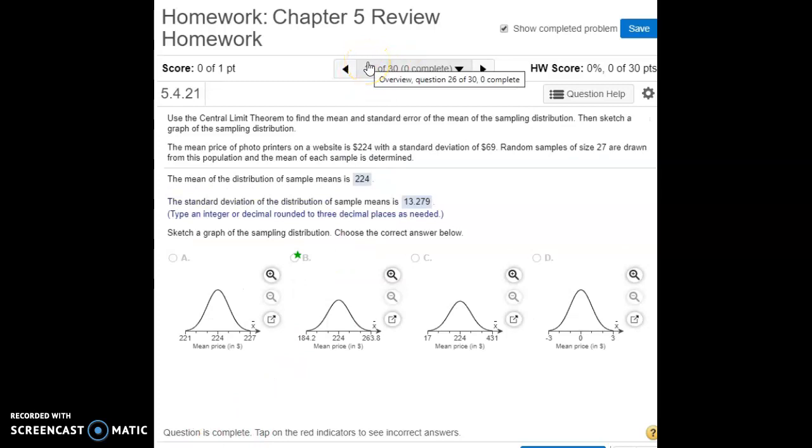26 is similar to 25. We're going to be using the central limit theorem, and we're going to start off by finding the mean and standard deviation for our sampling distribution. And we're told the mean of our population, we're told the standard deviation of our population, and the size of sample we're looking at here are samples of size 27.